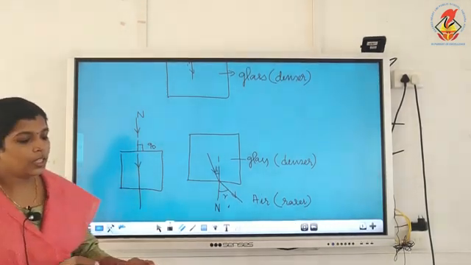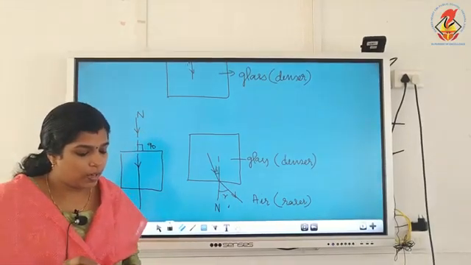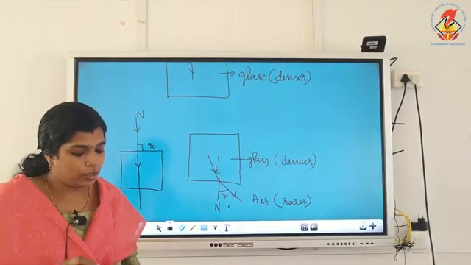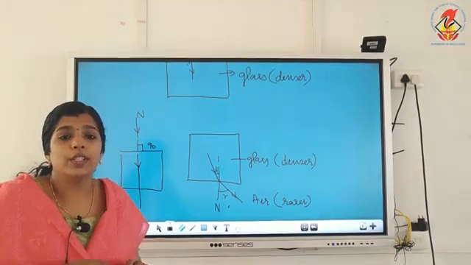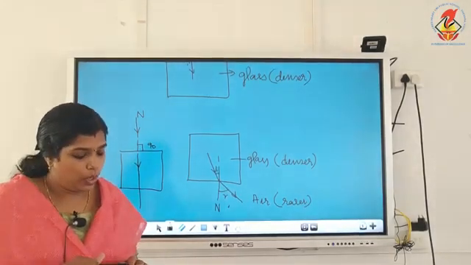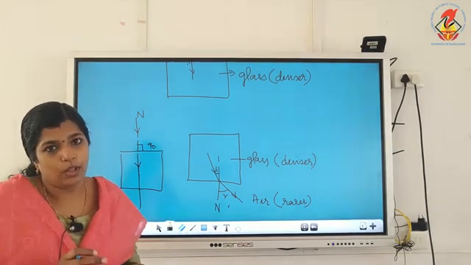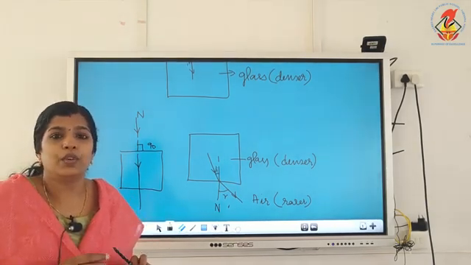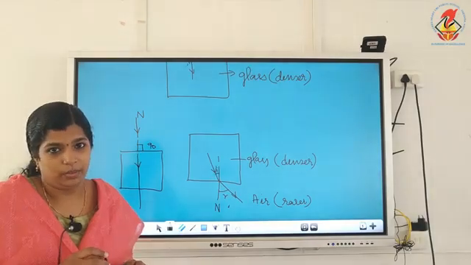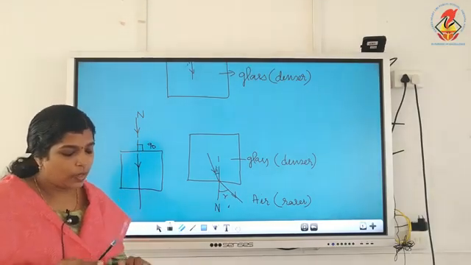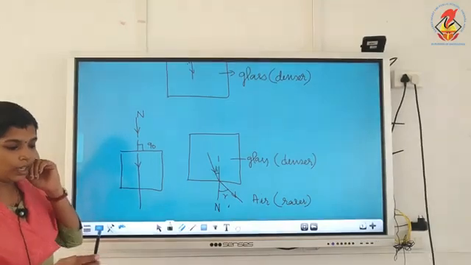Since the incident ray goes along the normal to the surface, the angle of incidence is equal to 0 and the angle of refraction is also 0. That is the reason why it will not suffer any deviation.